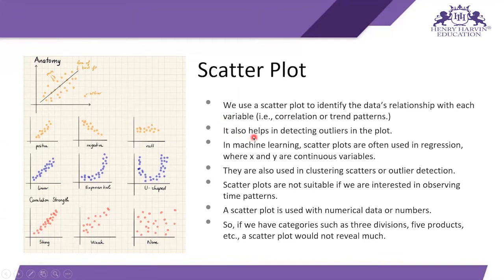It also helps in detecting outliers in the plot. Let's say this is all the data, and suddenly some point comes on this side. This is the outlier, because all the data are in a straight line or in a strong correlation, and suddenly a point came which is much farther from all the data points. That's why through the scatter plot we can identify an outlier.